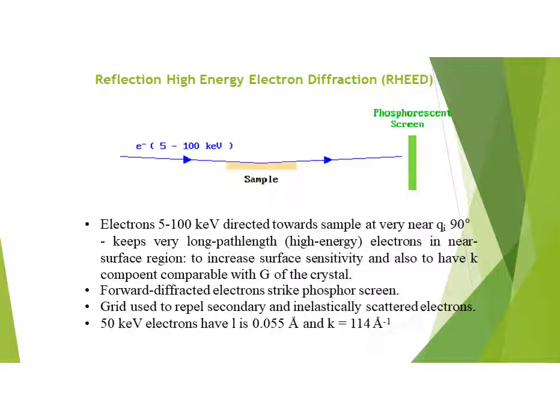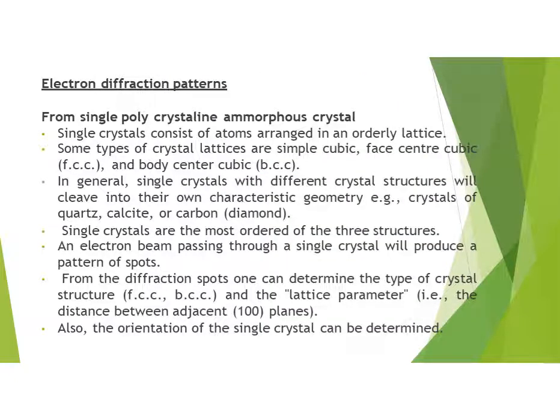Forward diffracted electrons strike a phosphor screen. This phosphor screen shows where the electrons are striking. A grid is used to repel secondary and inelastically scattered electrons. Here the 5 kilo electron volt energy electrons have a wavelength of 0.055 angstrom and a K component equal to 114 per angstrom.